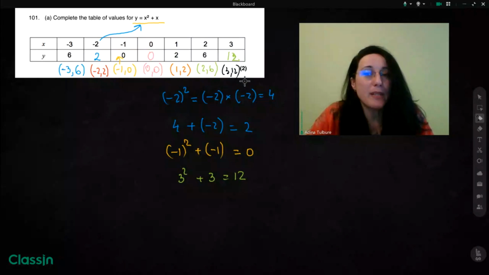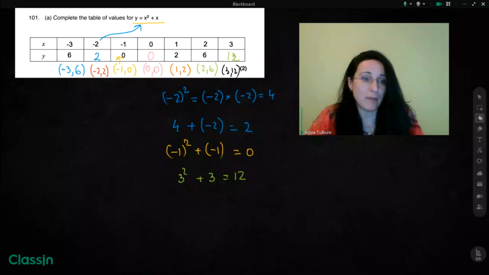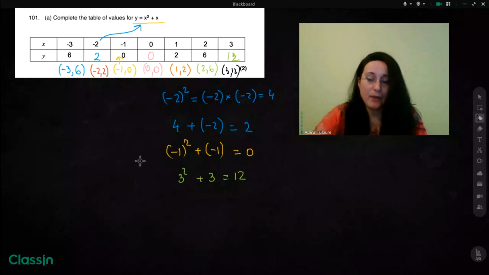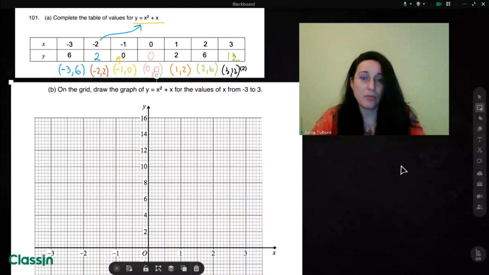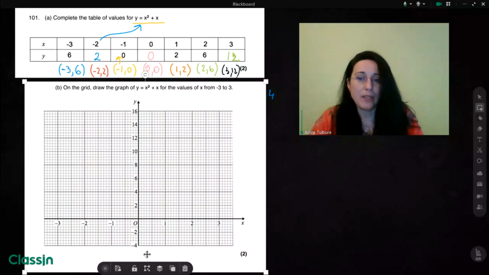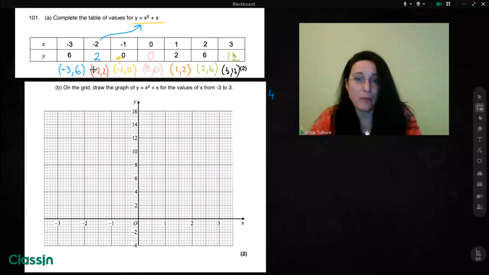These are all the points that you have to plot on the graph. Now, let's try and plot them on the graph and see what we will end up with. By the way, these are 2 marks each. So for this table, if you complete it correctly, you will get 2 marks. And for the graph, if you complete the graph correctly, you will also get 2 marks. All we need to do now is to plot the points.